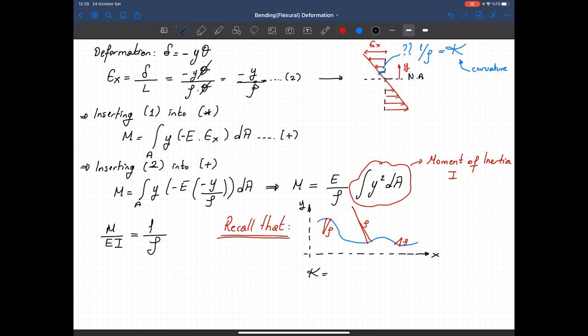Curvature, which is equal to 1 over rho, is equal to d square y divided by dx square, divided by 1 plus dy over dx, squared, to the power 3 over 2.